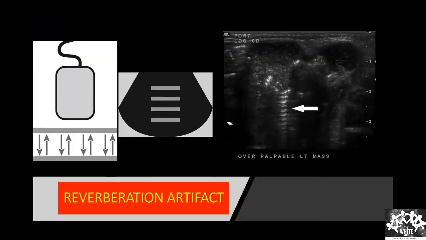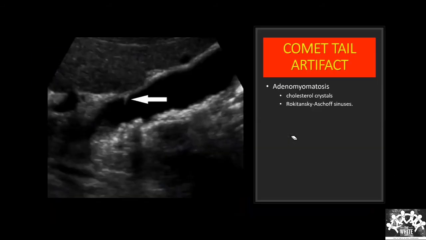So what artifact is this? What is this happening because of? Multiple times reflection of the sound by highly reflective surfaces. Okay, so this is called reverberation artifact. You're seeing multiple lines. Okay, so this is again comet tail. Where did you see comet tail artifact?